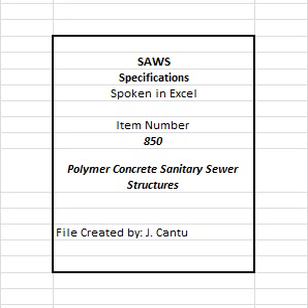850.1 Description. This item shall govern for the construction of all polymer concrete sanitary sewer structures other than standard sanitary sewer structures. Specification Item Number 852. Structures shall be required for all sewer main larger than 24 inches. Structures are defined as greater than 4 feet in diameter.